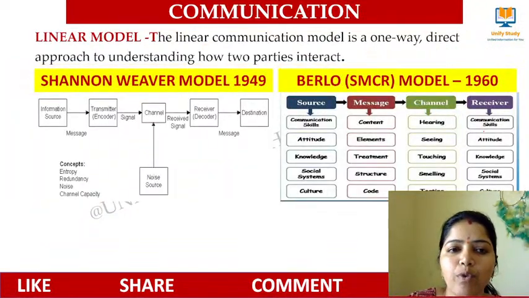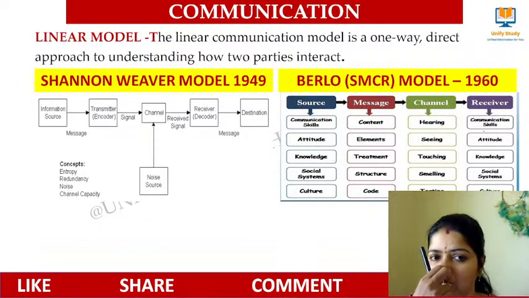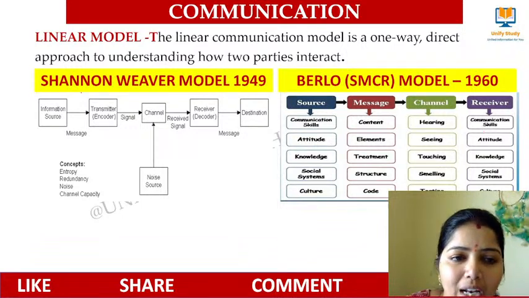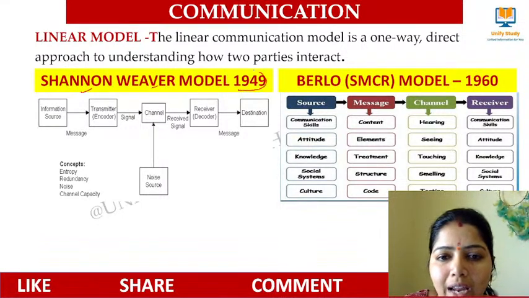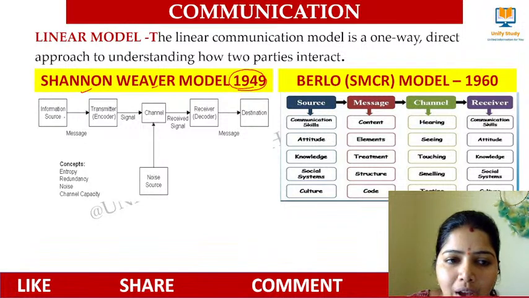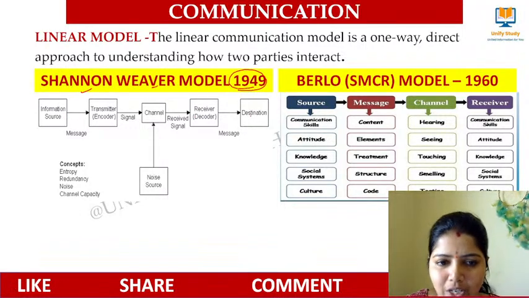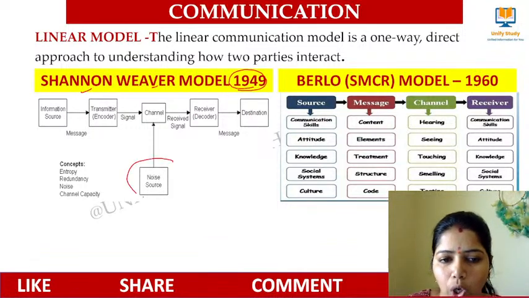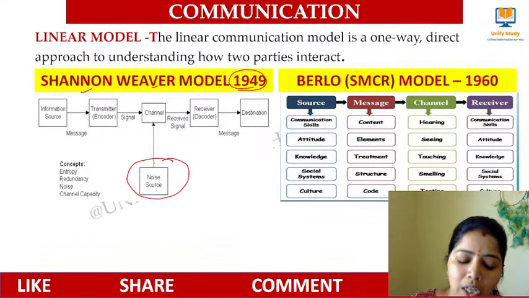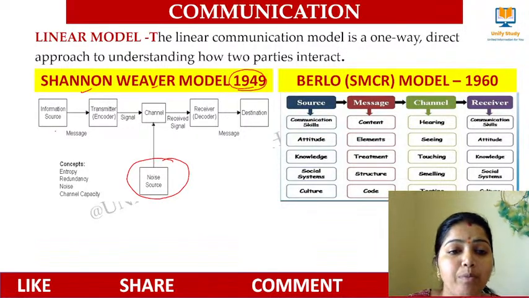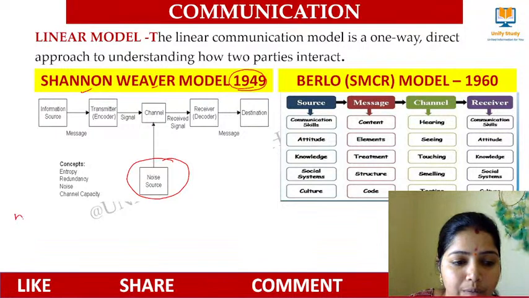Next we move to another two types of linear model, that is the Shannon-Weaver model and the Berlo SMCR model. What do you mean by the Shannon-Weaver model? This was given in the year 1949. Here also we have the same concept. We have the source, the encoder, the channel, the receiver, and the destination. Here is a concept called noise. The Shannon-Weaver model was proposed as a mathematical model.